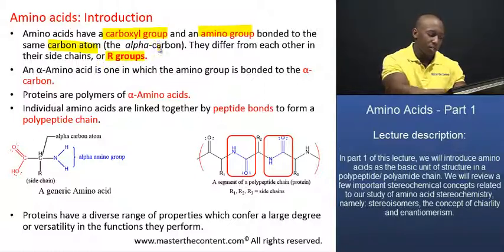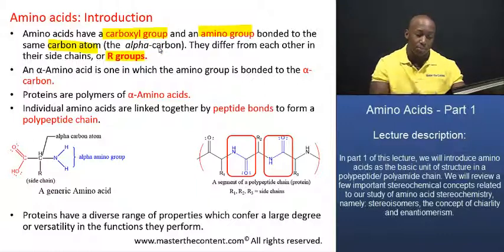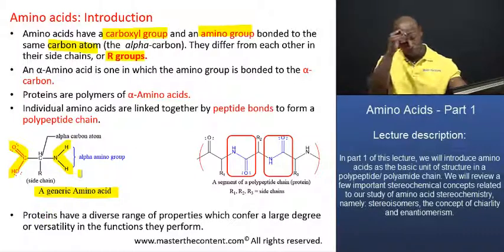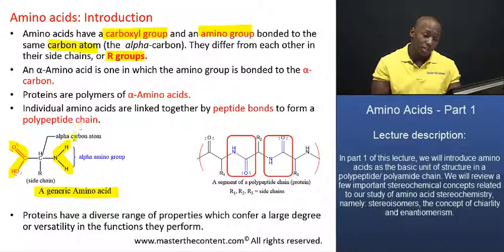So I'll direct your attention to the bottom left-hand corner of the screen where we have our generic amino acid. As you can see, this generic amino acid has that carboxyl group right there, and it also has this amino group right there. Now our side chain, that R group right there, is what actually distinguishes amino acids from each other.